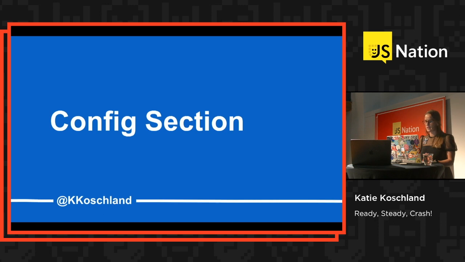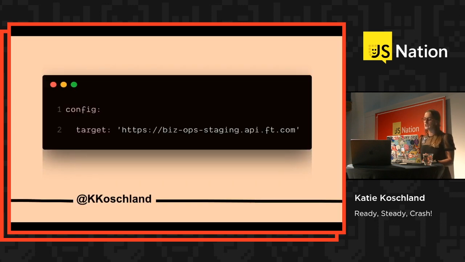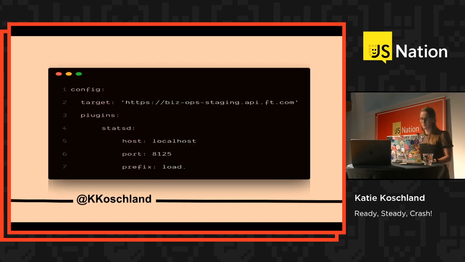First, the config section. You start by choosing the target of your load test, so the address of the API server under test. In our case, it was the BizOps API staging endpoint. Our staging environment was an exact replication of a production environment, so we were able to test staging as it was an accurate representation of production.